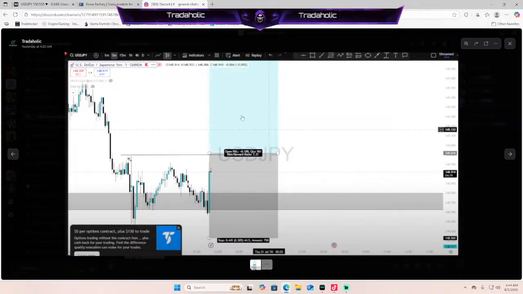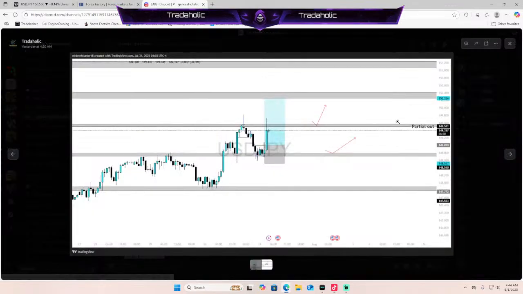I set a buy stop at a break of this high right over here. This was the pending order. Stop loss was below these lows. When you see the watermark in the background, USD JPY, that was the trade. This was my first TP getting hit, where I decided to partial out, and I'm looking at a scale in above this area.